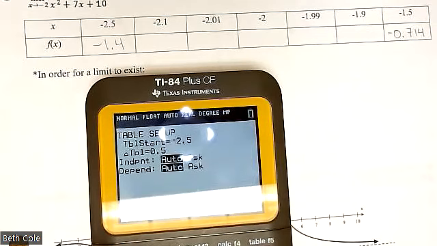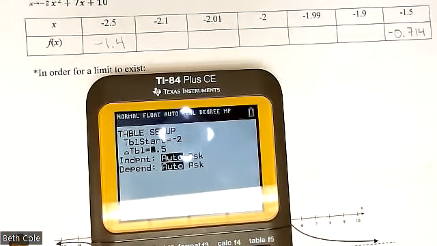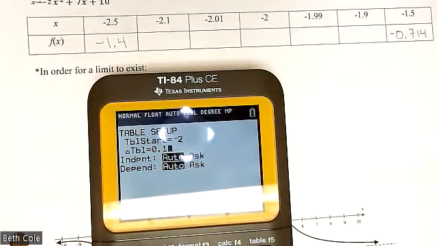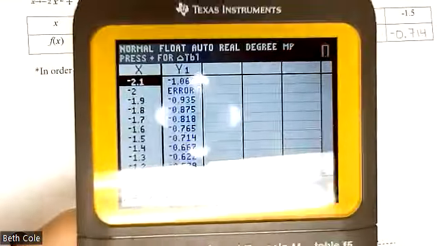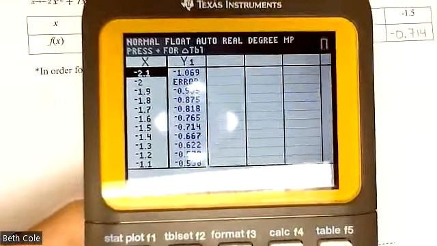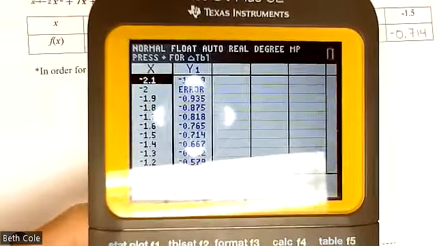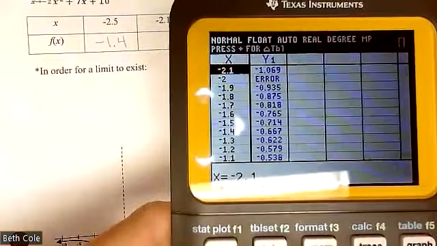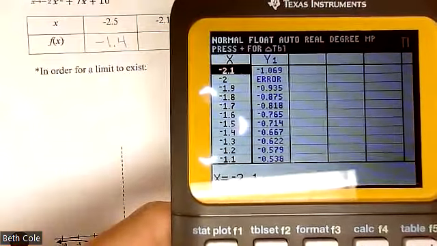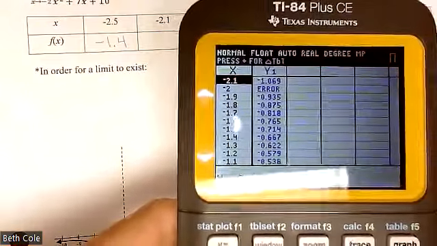I'm going to go back to my table set, recenter it at -2. Now I want to bring it in. We're going to zoom in on that point. What do I want to count by now to get these two? 0.1. So instead of 0.5, I'm going to count by 0.1, go back to my table, and then there's the numbers that we get. So -1.069 on one side. I apologize for the glare. There, I'll put it over there. And -0.935 on the other side.